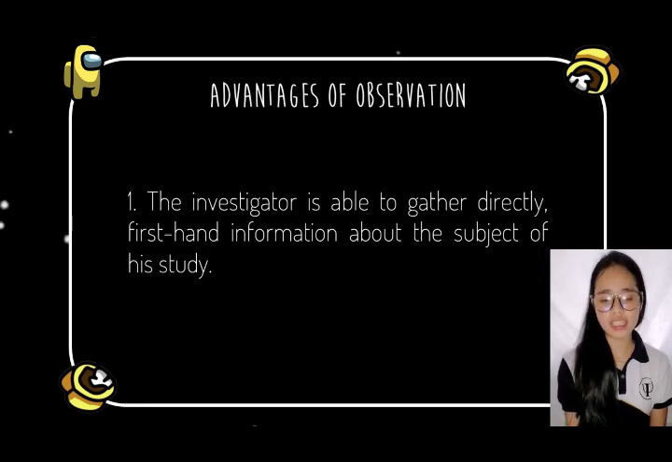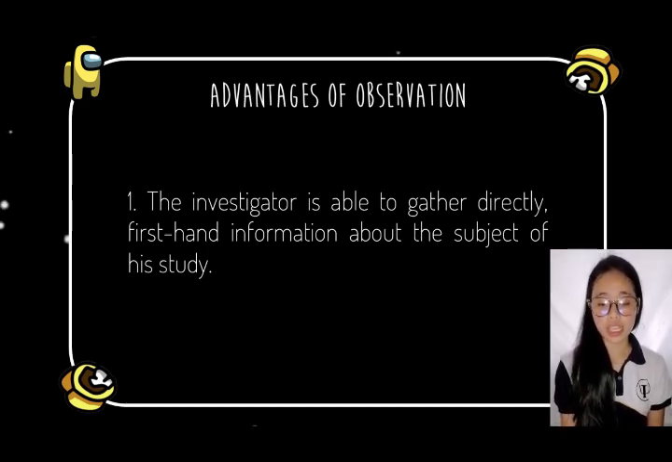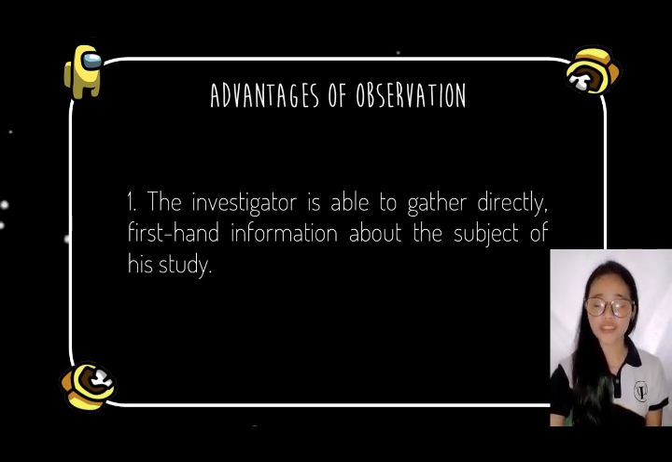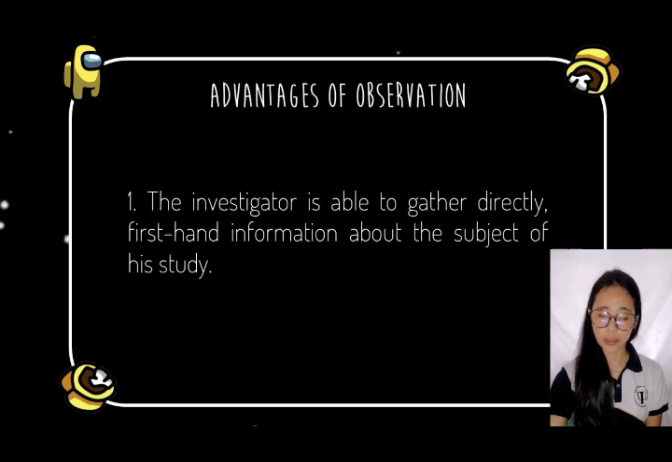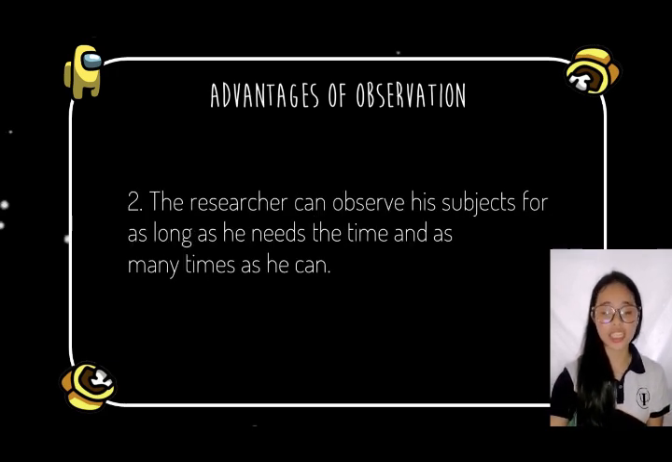First, the investigator is able to gather first-hand information directly about the subject of his study. This kind of information is more accurate, more valid, and more reliable than any information gathered through other means. Second, the researcher can observe his subjects for as long as he needs the time, as many times as he can, for greater accuracy and validity. It is for description and interpretation.